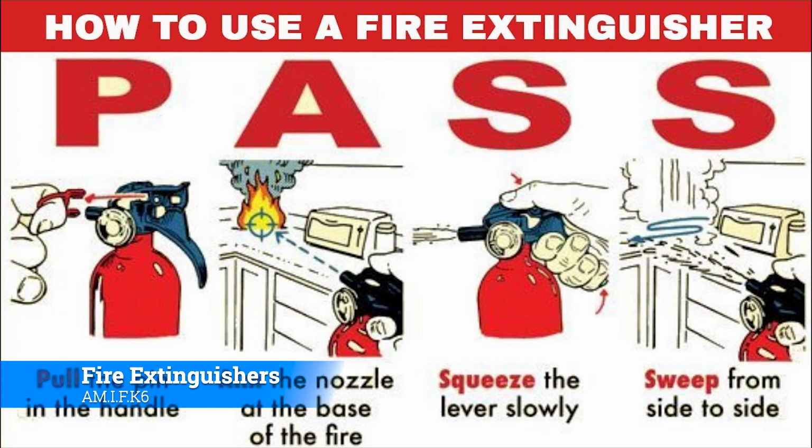Okay, aim at the base of the fire. So remember the seat of the fire. You want to aim at that and shoot there. Squeeze the lever and sweep side to side until the fire is extinguished. So you're aiming at the base of the fire. You're gonna go back and forth and try to cover as much area on that seat to help put that fire out.